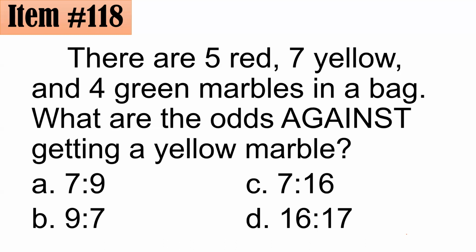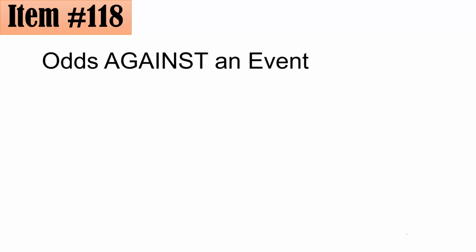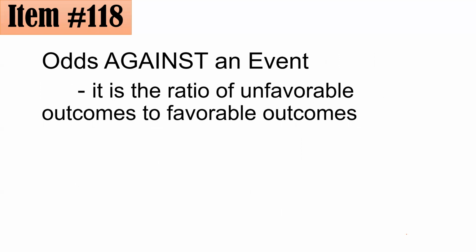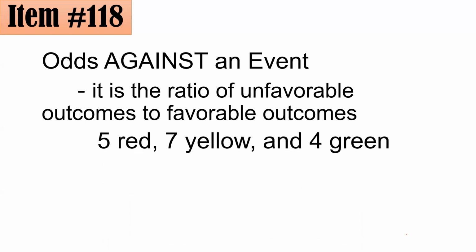Thank you po. So how about for this number? When we say odds against, ano pong ibig sabihin nun? Ibig sabihin po nun ay, tama nga ba ang B, 9 to 7? Let's see. When we say odds against an event, it is the ratio of unfavorable outcomes to favorable outcomes. So yung hindi pabor or yung not successful to successful. Yun po yung ratio niya.